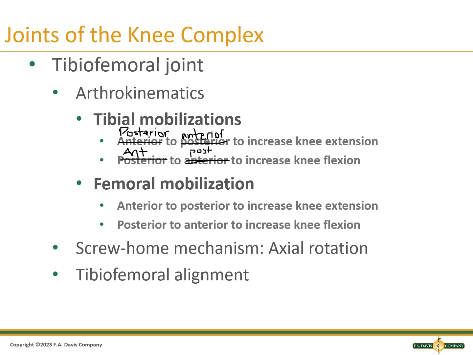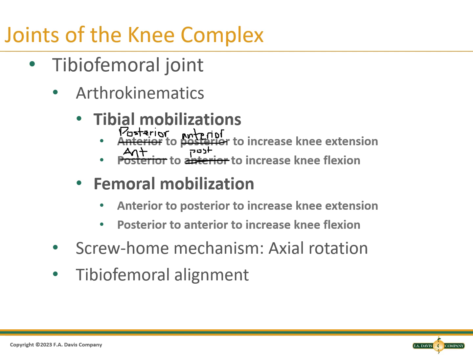Flip side of that, if we're mobilizing the tibia and we want to increase knee flexion, we want to provide an anterior to posterior mobilization of the tibia, because arthrokinematically that concave tibia would roll and glide posteriorly during knee flexion. So we want to apply a mobilization force anterior to posterior to increase the posterior movement of the tibia to increase knee flexion. If we are applying mobilizations to the femur for knee joint motion, an anterior to posterior mobilization is going to be utilized to increase knee extension. If we are again applying mobilizations to the femur, a posterior to anterior mobilization will help to increase knee flexion.